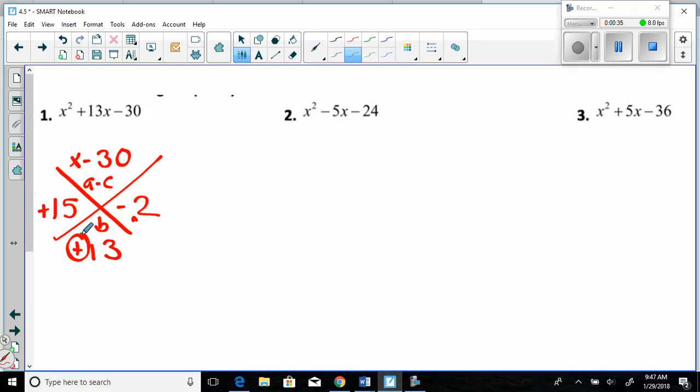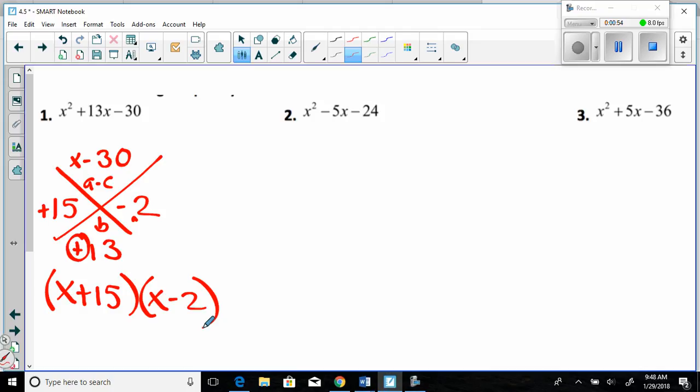Good. So if this is positive, I know my bigger factor is positive. Now how would I write that? X plus 15, X minus 2. Beautiful. Who got that as their answer? So whichever one you guys did, you can tell me how to do it.